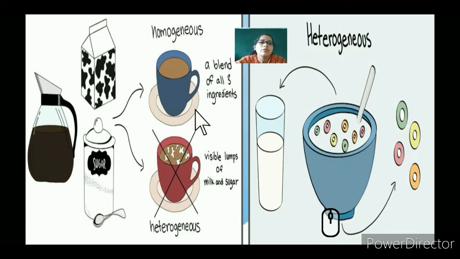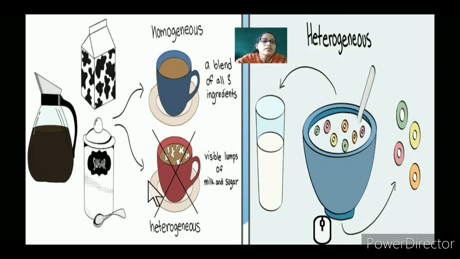To make a cup of coffee or tea, you need sugar, coffee powder, water and milk. You can see that the sugar, milk and coffee powder all blend together. They form one mixture. Can you differentiate sugar separately, or coffee powder separately, or milk separately? No. They combine together and form one particular solution, that is coffee. So it is a homogeneous mixture. You cannot see any visible lumps of milk and sugar.